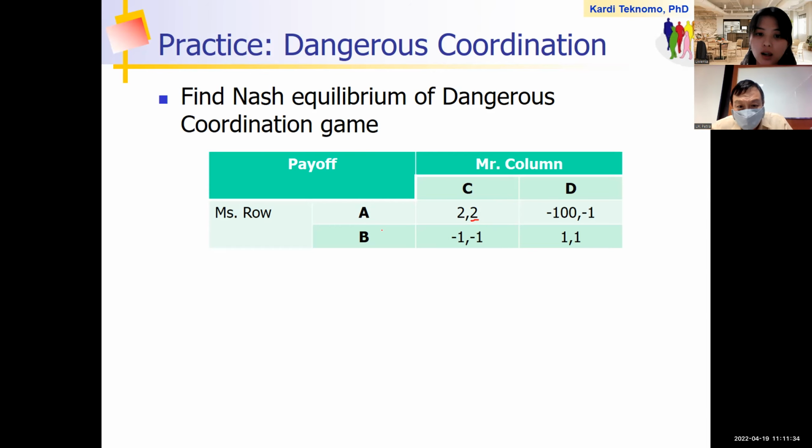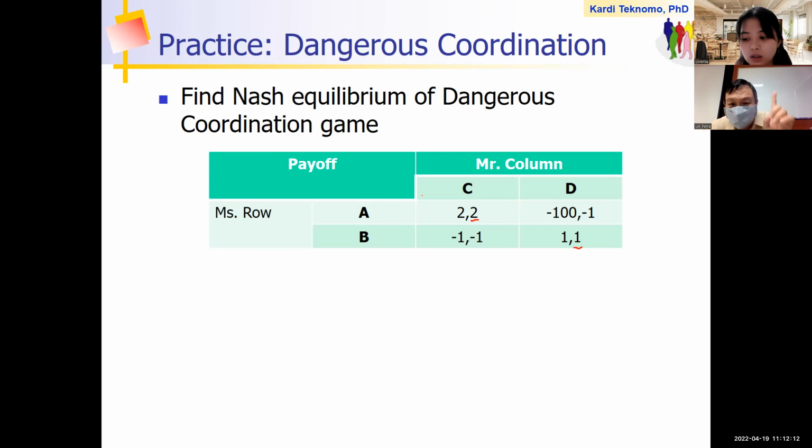Okay, and then now you play Miss Row as B. Again, assuming that Miss Row already plays B, what will Mr. Column do? Between minus 1 and 1, which one is larger? 1. So we mark here. Okay, now this is all right for Miss Row.